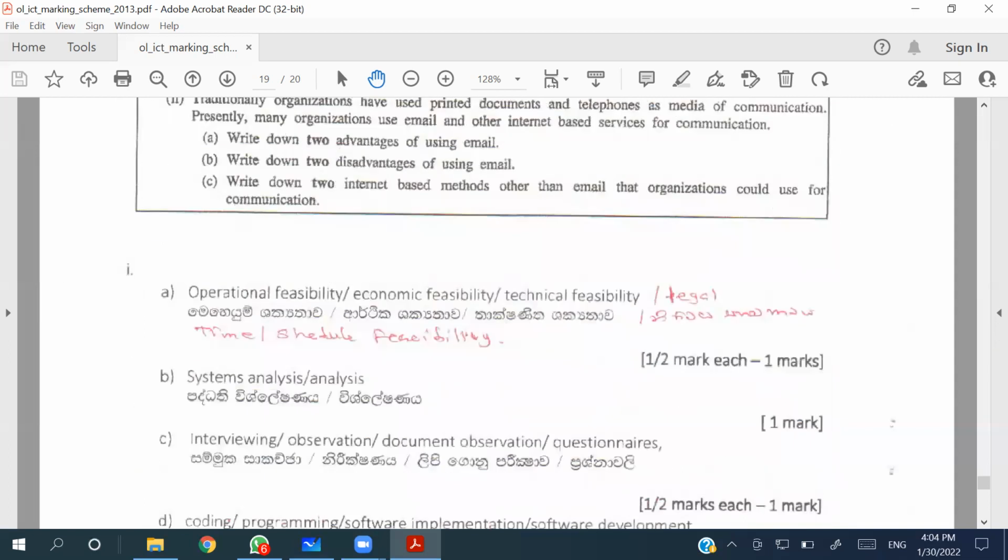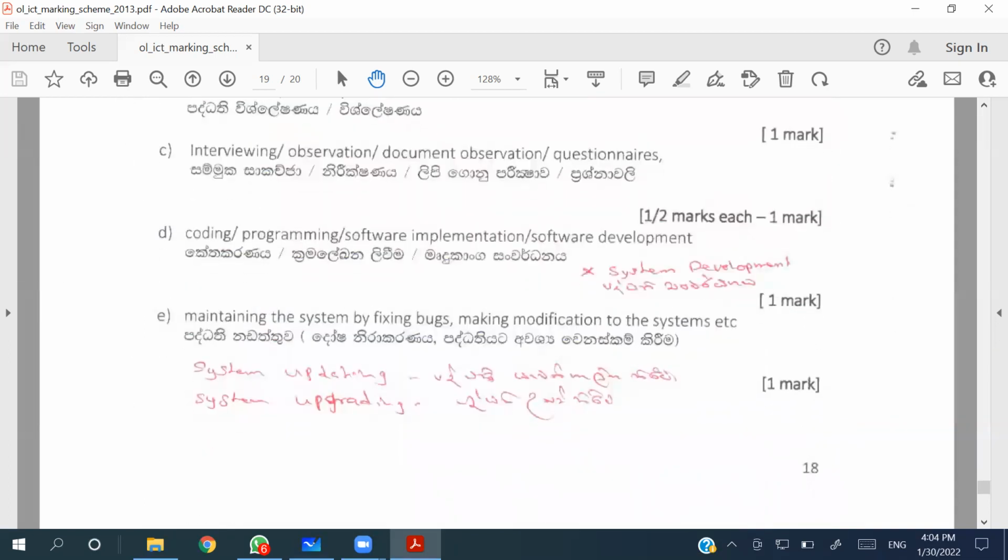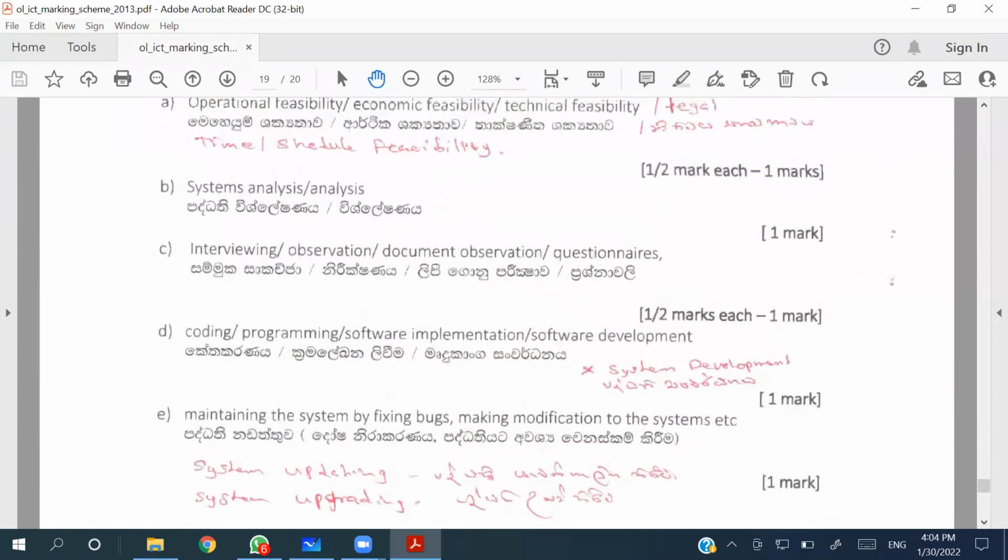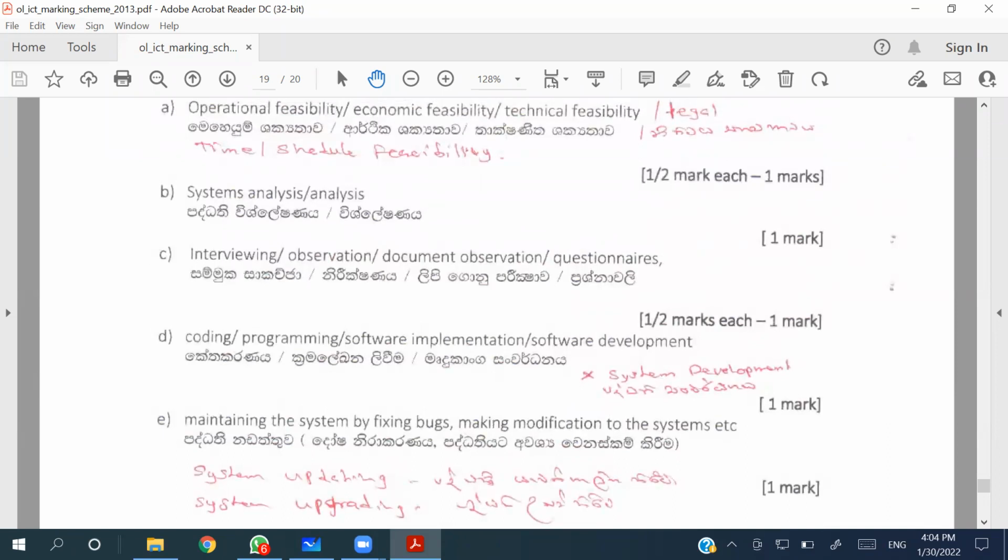So let's go with the marking scheme. Yeah, it's the system maintenance. So if you got these things as the answers, you can have 1 mark for each answer. So you can take the marks for the first part, people, part A, since we do not know about the feasibility studies. All right, moving forward.